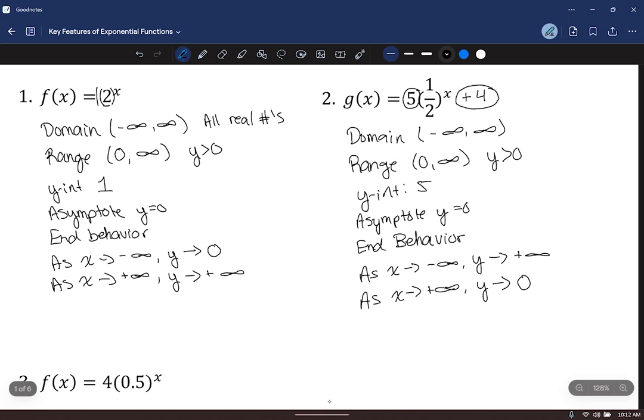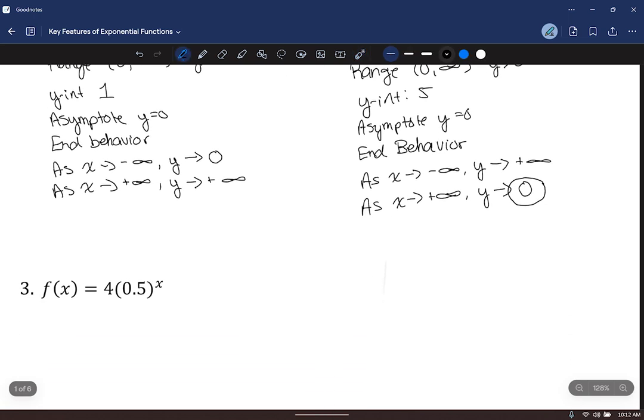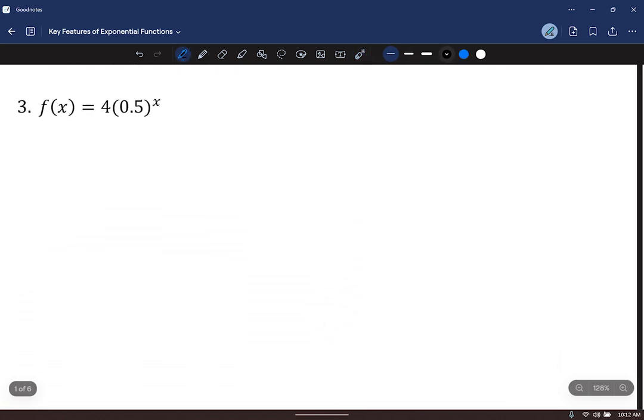Now that's another thing. If I shift that asymptote up 4, what my y is approaching is also going to shift up 4, so this would then be 4. Because this was a 2 on number 1, that makes a growth because it's bigger than 1. Because this is 1/2, the base of that exponent is 1/2, that makes a decay because it's between 0 and 1. So number 3 is going to be a decay as well.